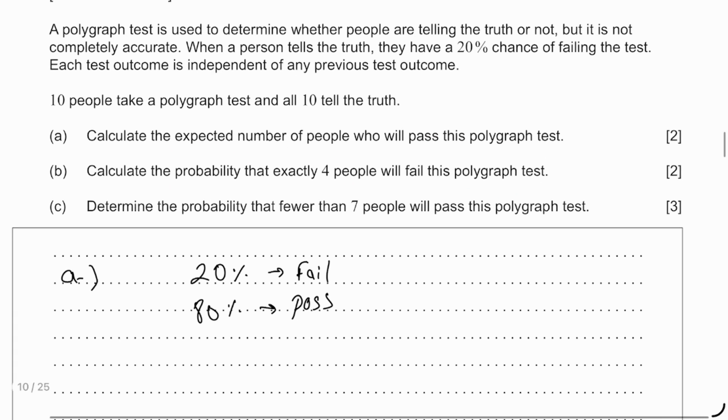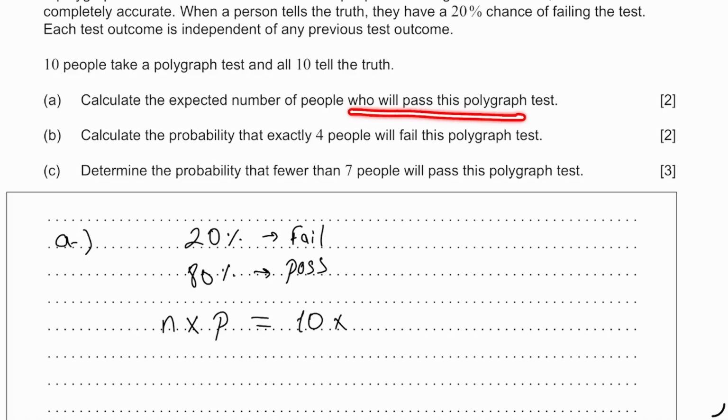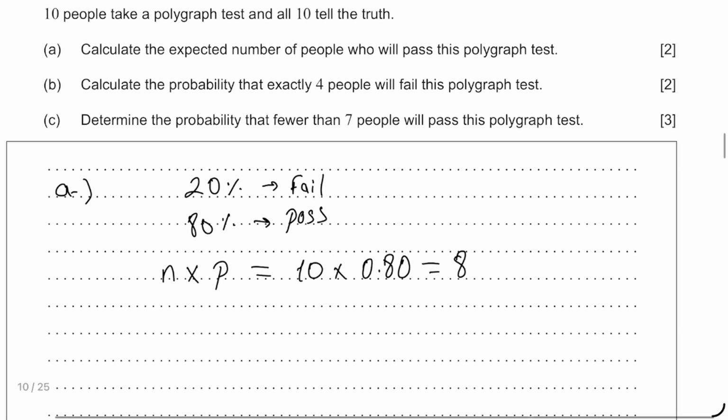How do we calculate the expected number of something? We multiply the number of people by the probability, right? How many people do we have? 10. What do they ask? Who will pass the test? Pass, right? So passing is 0.8, 80%, and it's going to be 8. This is how we calculate the expected number of people, E(X).